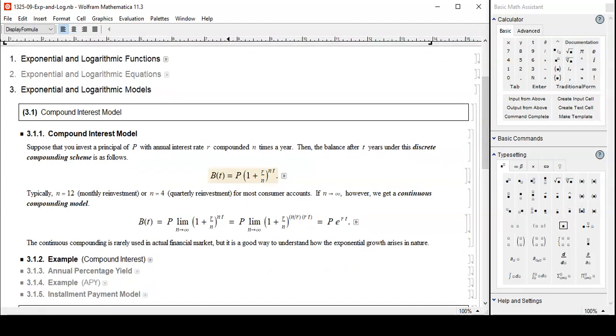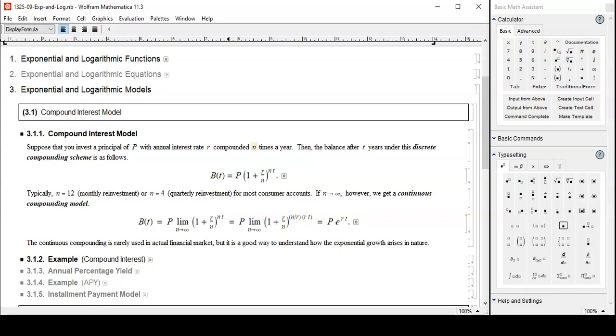Suppose that you invest a principal P with annual interest rate R compounded n times a year. Then the balance after t years under this discrete compounding scheme is like this. Now, n times a year. Most of the time, if you purchase an investment CD with fixed interest rate, it will be compounded 4 times a year, quarterly compounding.